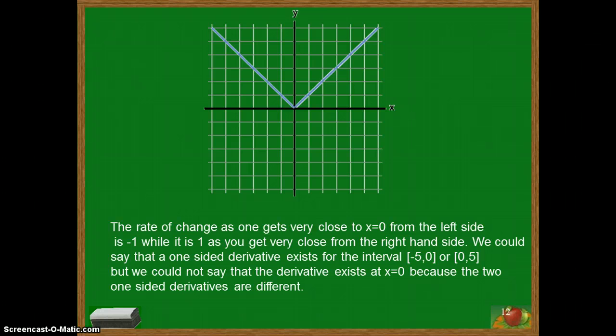This is important. In order for the derivative to exist at a point, the two one-sided derivatives at that point, coming in from the left and coming in from the right, have to exist. Much like our limit rule, that the limit has to be the same as you come in from the left, come in from the right. However, we can have a one-sided derivative at an endpoint of an interval.